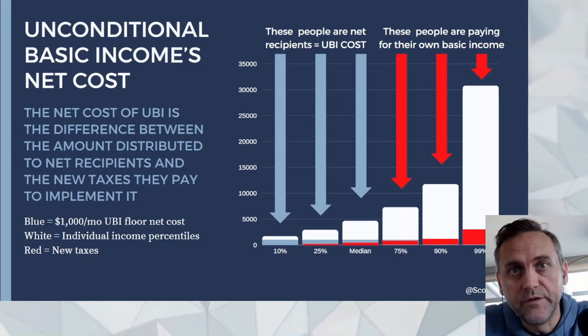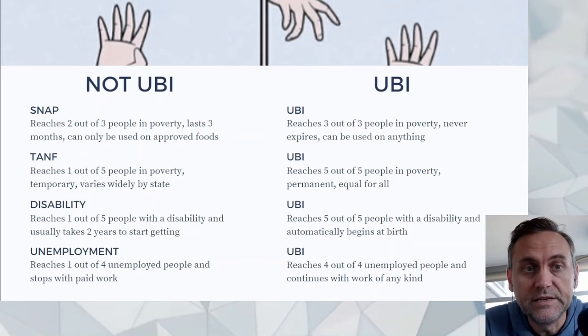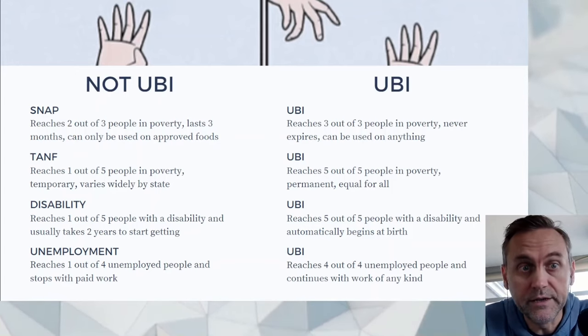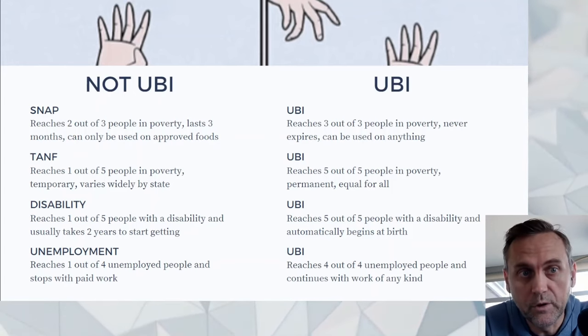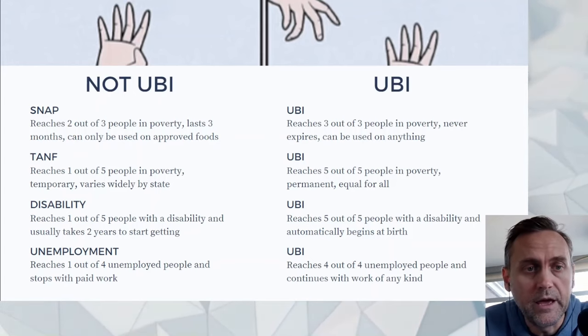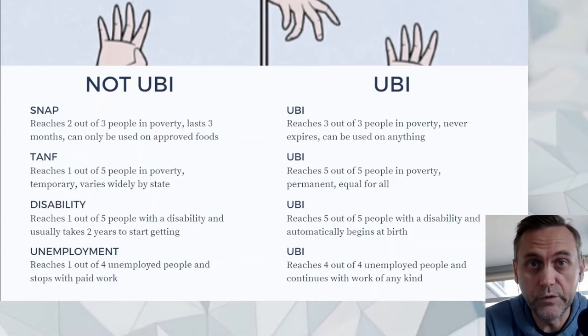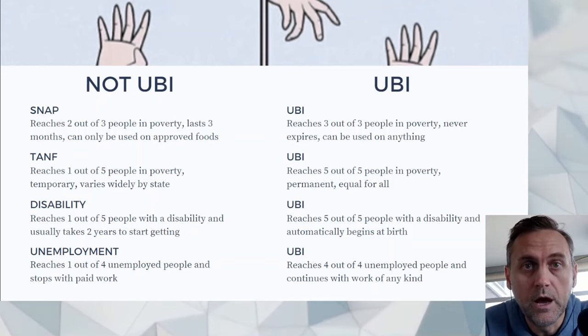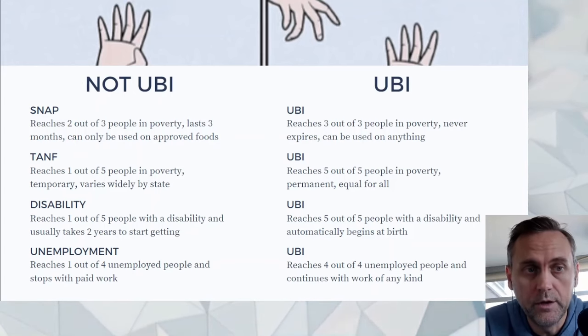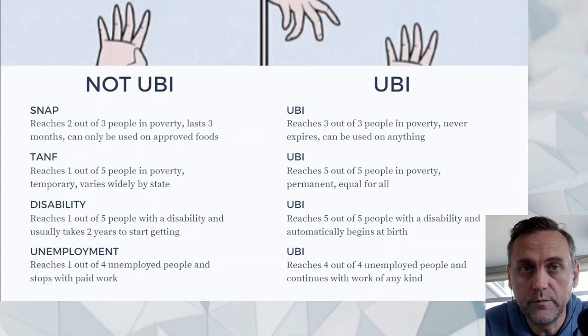So what makes basic income so different than welfare and just traditional benefits as we know them? As an example of just how important universality is, if you take a look at all these existing programs, like take, for example, SNAP, otherwise known as food stamps, it reaches 2 out of 3 people in poverty, and it lasts for 3 months, unless you have kids, and it can only be used on approved foods. So there's a lot of things that you can't use with SNAP, even food. One example is you can't use it on hot prepared meals, but you can buy dried beans with it and make a dish out of that. But what you can't do is buy pre-prepared red beans and rice or something.